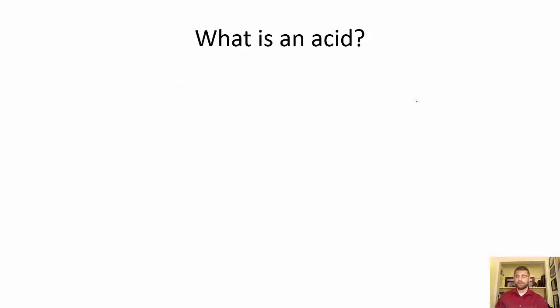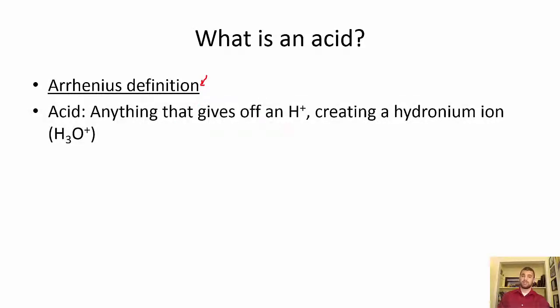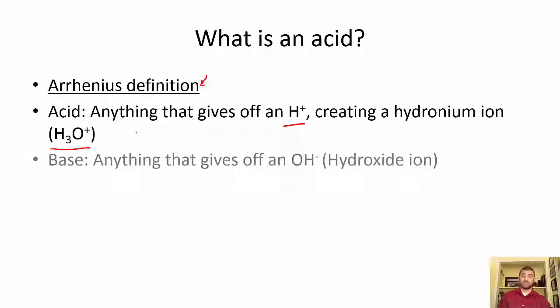So let's start with a basic question, what is an acid? An acid, by the Arrhenius definition, which is the first one we're going to take a look at, is anything that gives off an H+, which will create a hydronium ion. We'll talk about hydronium ion in a second. But that's what an acid is. And a base is simply anything that gives off an OH-, which is known as a hydroxide ion. So those are the basic definitions for what an acid is and what a base is.